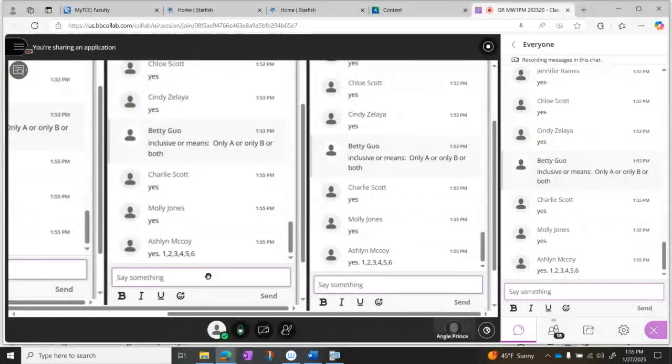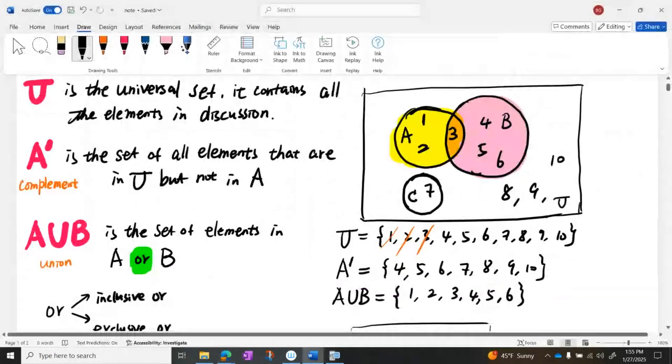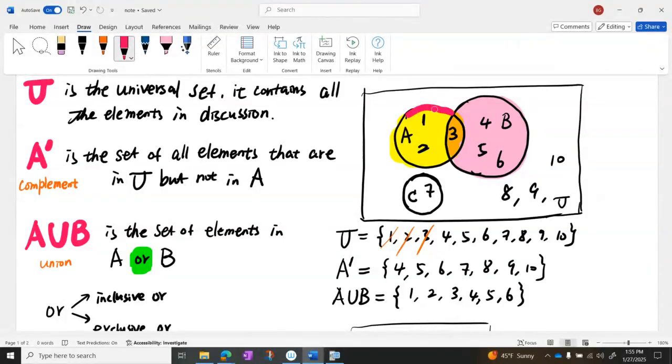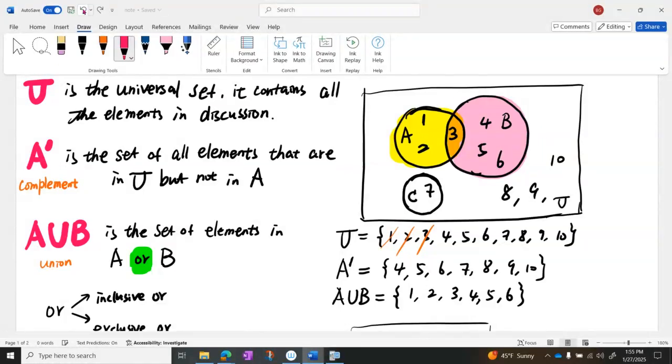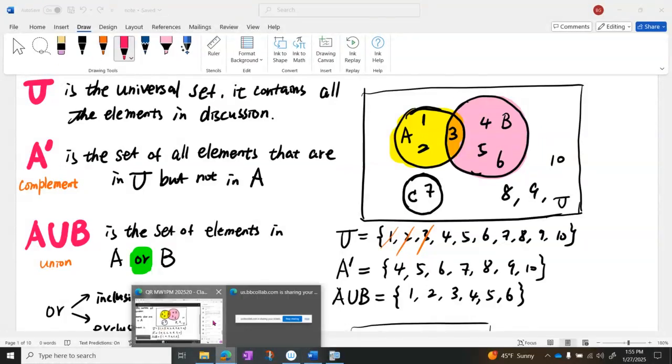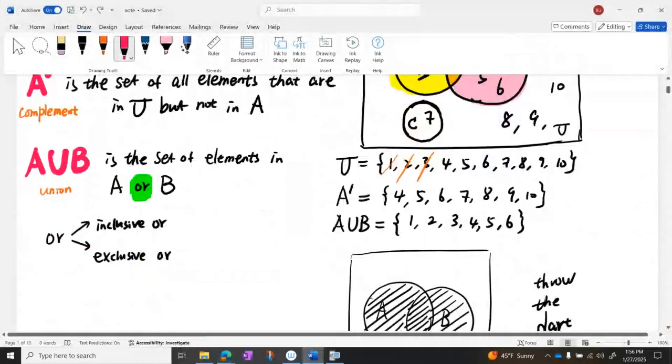Perfect. Thank you. Yeah, 1, 2, 3, 4, 5, 6. Awesome. Pretty straightforward, right? For A union B, I mentioned this earlier, is all the elements in this region. Then it includes 1, 2, 3, 4, 5, 6. And that's it. Very good. Next.